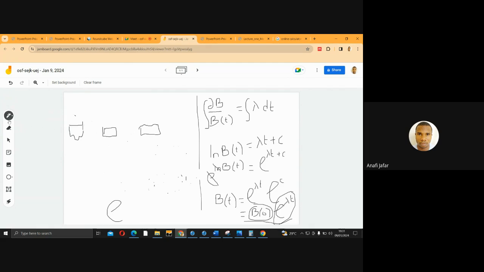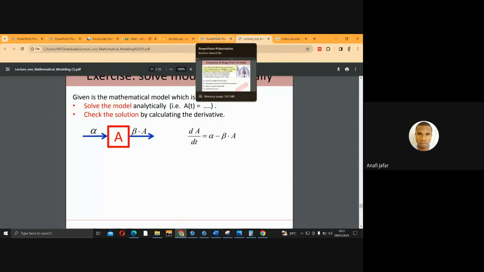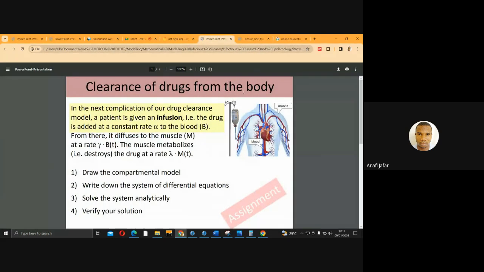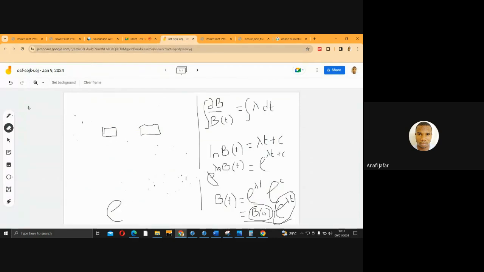So now you say it's a two compartmental model. In the next complication of our drug clearance, we want to give an infusion. The drug is added, meaning it is coming into the blood. So here something is coming in.